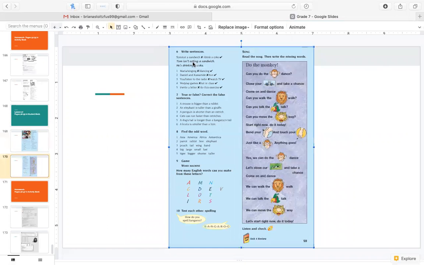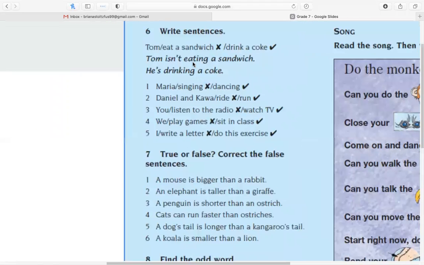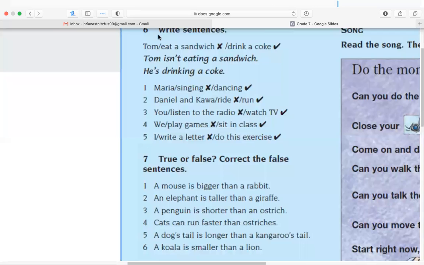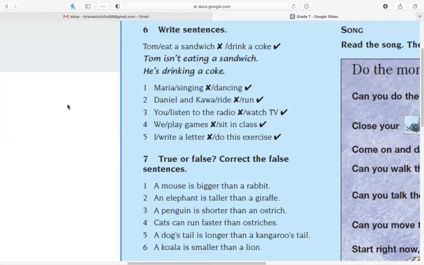In part 6, it says, write sentences. You do not need to write, just listen. This is Tom. Now, he isn't eating a sandwich. He is drinking a Coke. What about Maria? Try to make a sentence about what Maria isn't doing and what she is doing. Did you make a sentence? Here's the answer. Maria isn't singing. She's dancing.